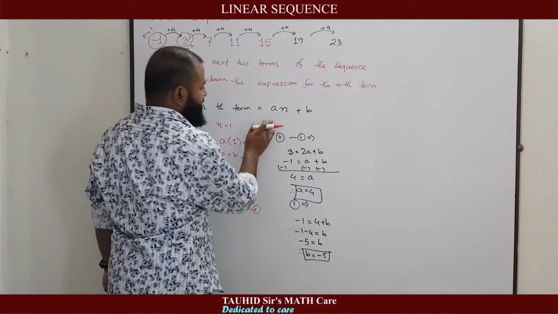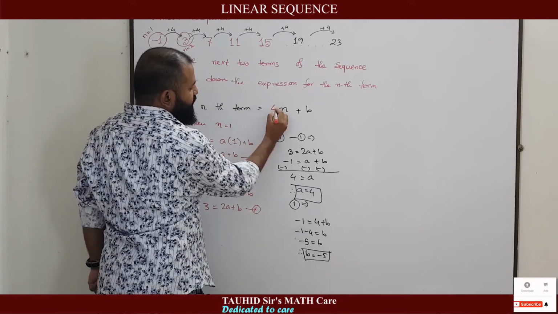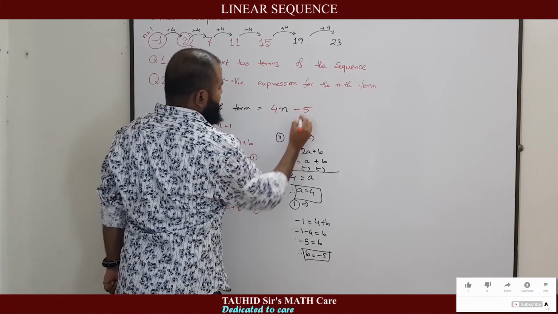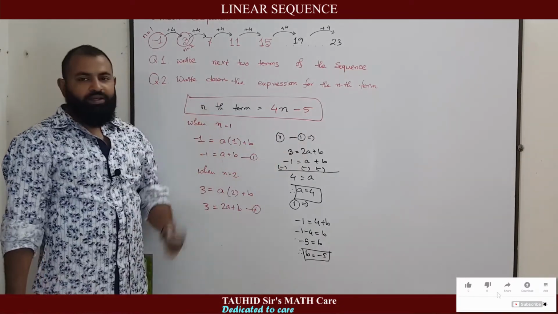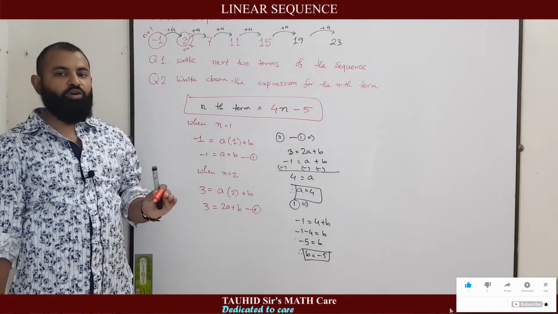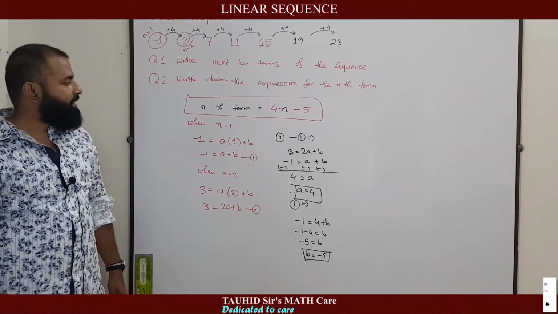Therefore, the nth term is an plus b, 4n plus b. That means 4n minus 5. This is the formula we got here, and this is the procedure of finding the expression of the nth term for a linear sequence.